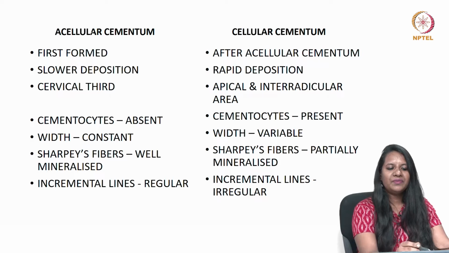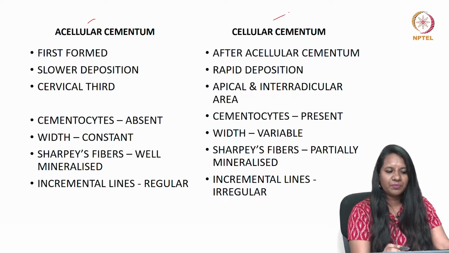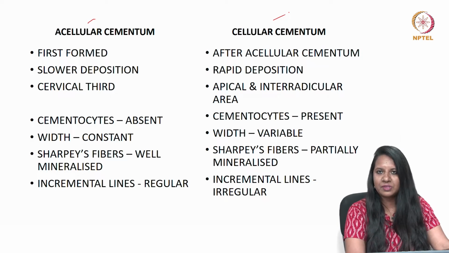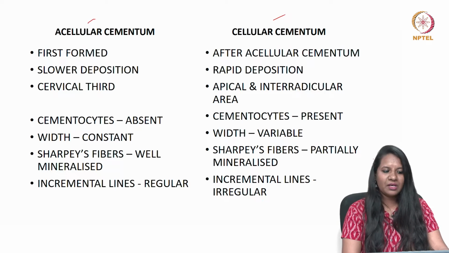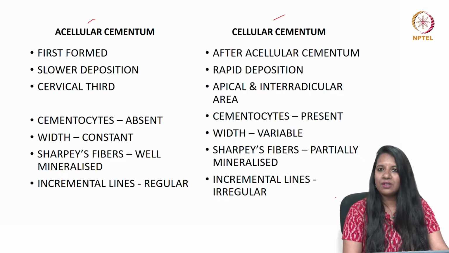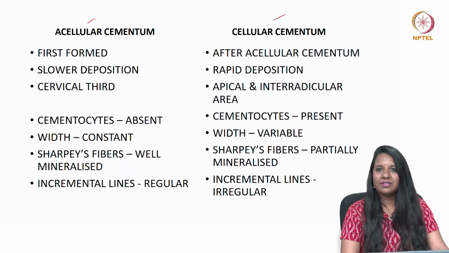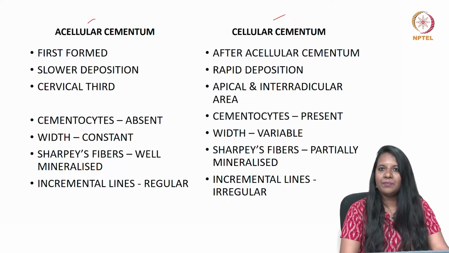So, the differences between acellular and cellular cementum: acellular cementum is first formed, whereas cellular cementum is formed after acellular cementum. The deposition rate is much slower in acellular cementum, whereas in cellular cementum the deposition rate is really high. That is why cementoblasts get entrapped within it, and there will be more cementocytes seen in the cellular cementum, whereas there are no cementocytes seen in the acellular cementum.